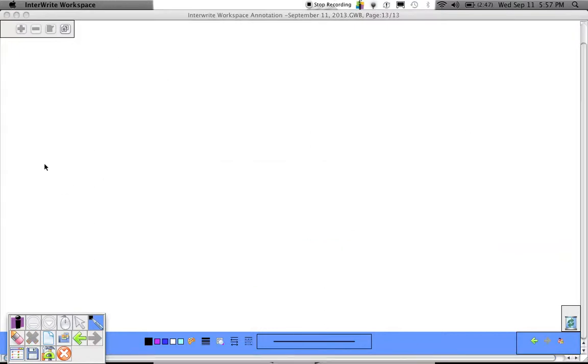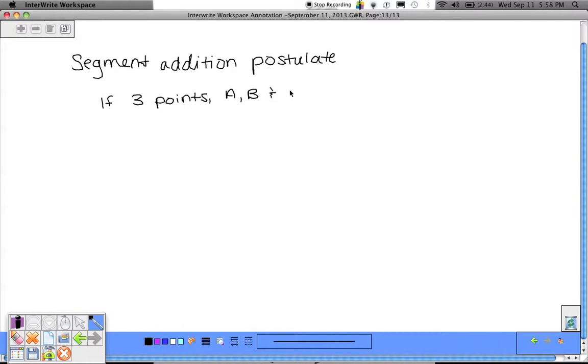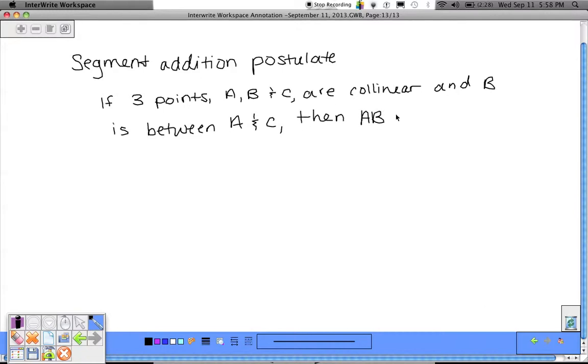So we're going to learn a new postulate today, and that's the segment addition postulate. The segment addition postulate says that if 3 points, A, B, and C, are collinear, and B is between A and C, then AB plus BC equals AC.